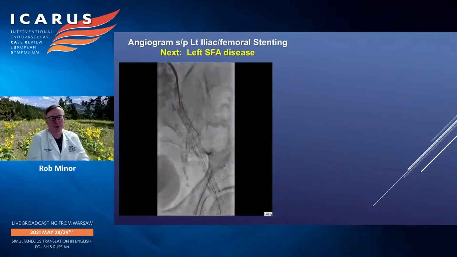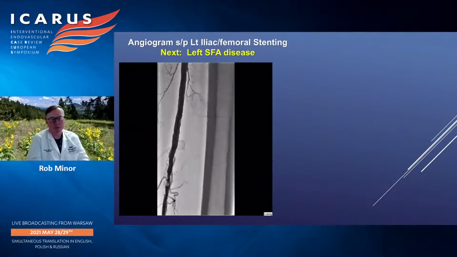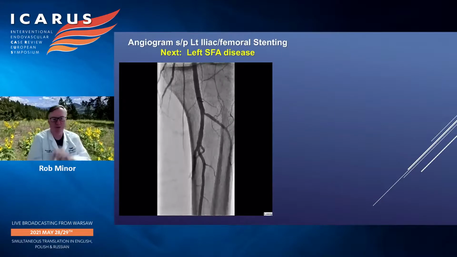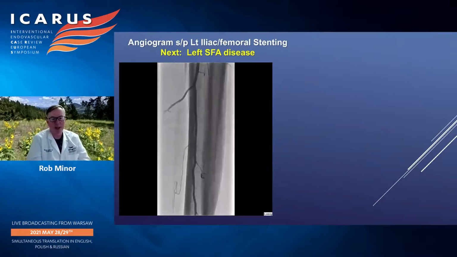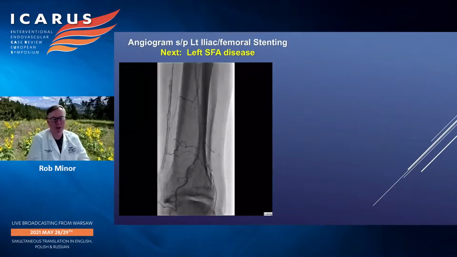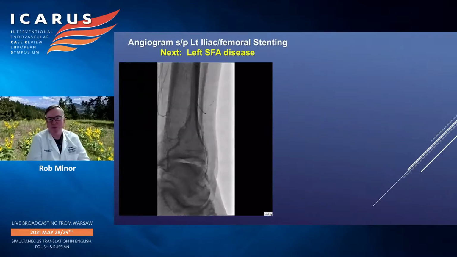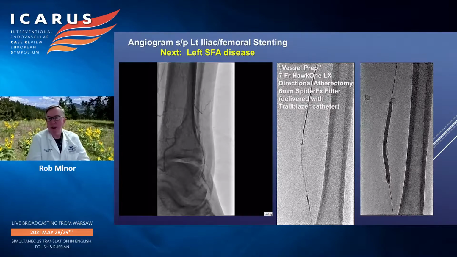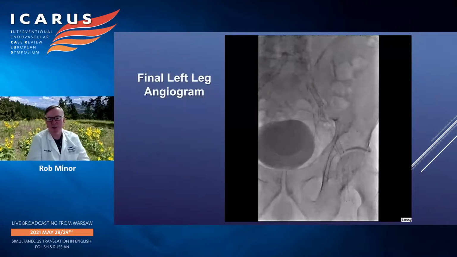Completion angiogram after the iliac and common femoral treatment showed the severe calcified SFA disease that was treated during this procedure, and the temporary occlusion of the distal segment of the left posterior tibial artery by the sheath. Vessel prep was performed using a HawkOne atherectomy device with a spider filter delivered through the Trailblazer catheter. And drug-coated balloon angioplasty was also performed with the final angiogram showing an excellent result.